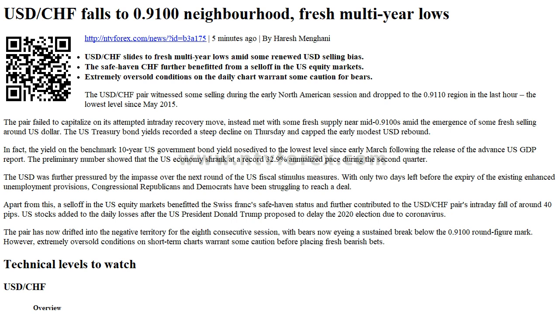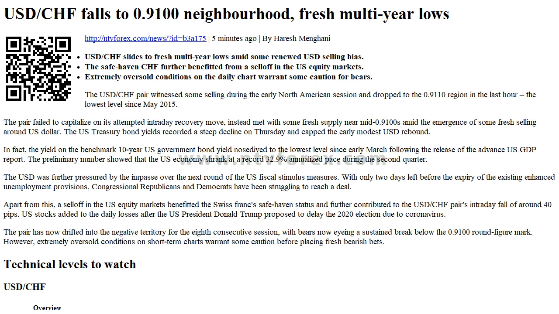The USD CHF pair witnessed some selling during the early North American session and dropped to the 0.9110 region in the last hour, the lowest level since May 2015. The pair failed to capitalize on its attempted intraday recovery move, instead met with some fresh supply near mid 0.9100s amid the emergence of some fresh selling around US dollar. The US Treasury bond yields recorded a steep decline on Thursday and capped the early modest USD rebound.